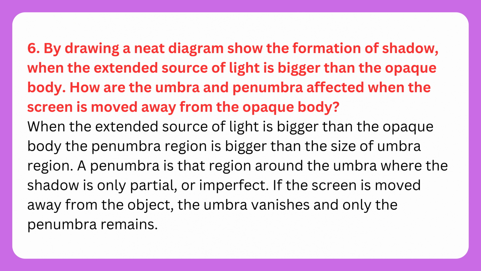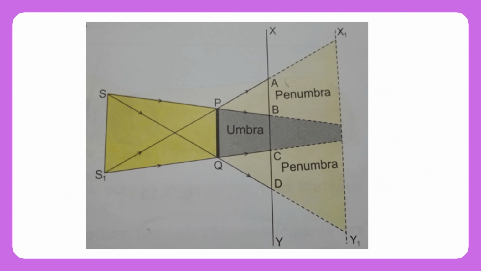Question 6. By drawing a neat diagram show the formation of shadow, when the extended source of light is bigger than the opaque body. How are the umbra and penumbra affected when the screen is moved away from the opaque body? When the extended source of light is bigger than the opaque body, the penumbra region is bigger than the size of the umbra region. A penumbra is that region around the umbra where the shadow is only partial, or imperfect. If the screen is moved away from the object, the umbra vanishes and only the penumbra remains. Here is a diagram showing the formation of shadow, when the extended source of light is bigger than the opaque body.